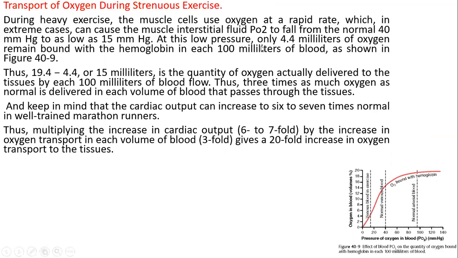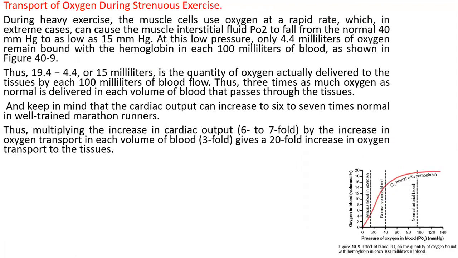راح ينزل ال PO2 بالانترستيشن من 40 ينزل إلى 15. At this low pressure, only 4.4 ml of oxygen remain bound with hemoglobin in each 100 ml of blood. هنا اللي تشوفون هذا الكيرف قلنا إنه normal هو هنا 19.4، الفينوس هو 14.4، الفرق هو 5. هاي من الحالة الاعتيادية. بالإكسرسايز نتيجة نشاط العضلات واستهلاك الأكسجين راح ينزل partial pressure الأكسجين إلى 15.